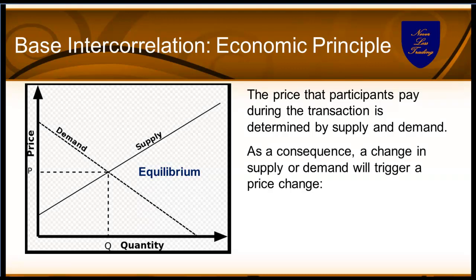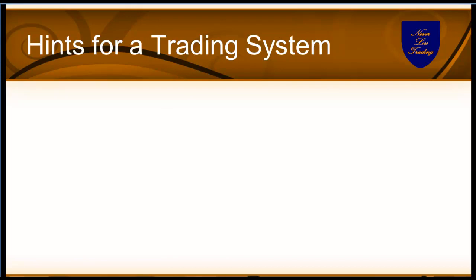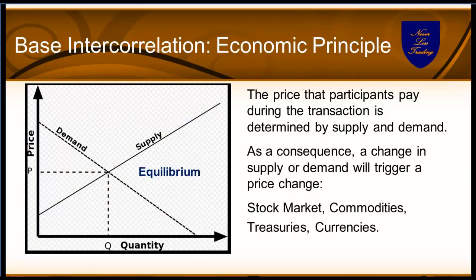And as a consequence, a change in supply and demand. So if there's less supply and there's lots of demand, what will happen? Prices will go up. So it triggers a price change. These price changes are recordable. And the good thing is we can make that, oof, my chart moved ahead a little quick, in the stock market, in the commodities market, in the treasury market, in the currencies market. So those principles are always the same.